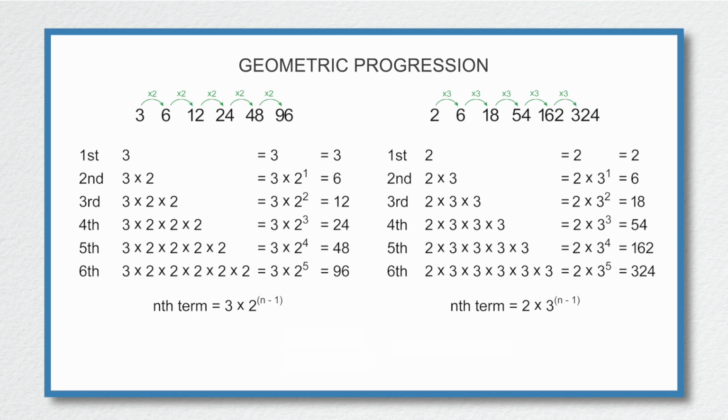And if we compare the nth term of both of these sequences, we can actually generate a general rule for geometric progressions. Again, the first term will be the letter A, but this time we have a multiplier. That is the number that we are multiplying each term by to generate the next term. And for this we're going to use the letter R. So the nth term is equal to A multiplied by R all to the power of n subtract 1.